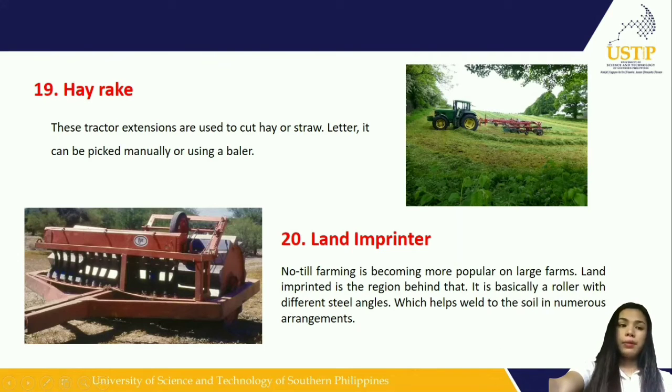The last is number 20, land imprinter. No-till farming is becoming more popular on large farms. Land imprinter is the region behind that. It is basically a ruler with different till angles, which helps wield the soil and numerous arrangement.